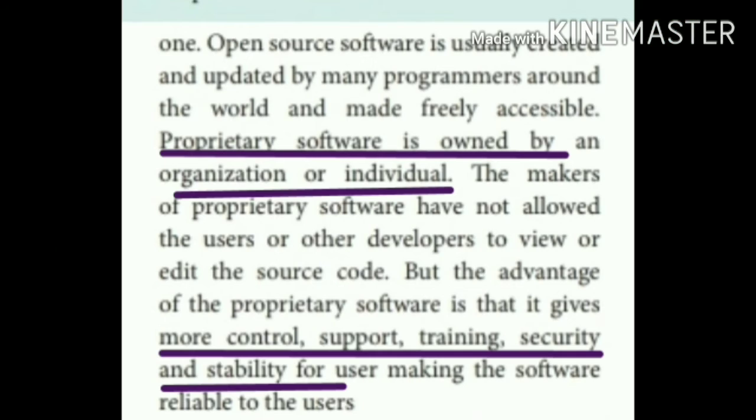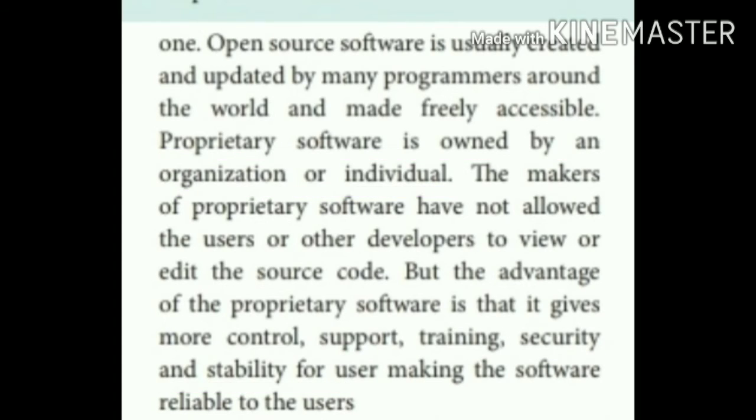The next concept is proprietary software. It is owned by an organization or individual. In proprietary software, users and developers are not allowed to view and edit the source code. An example of proprietary software is Windows, etc. The advantage of proprietary software is that it provides more security compared to other software, and it also gives support and training for users, making the software reliable.